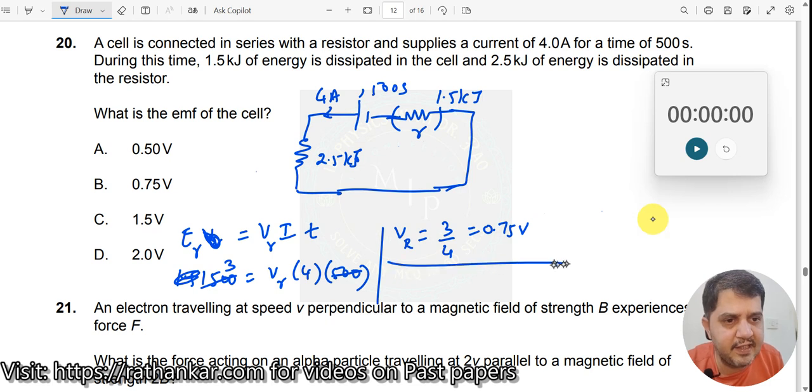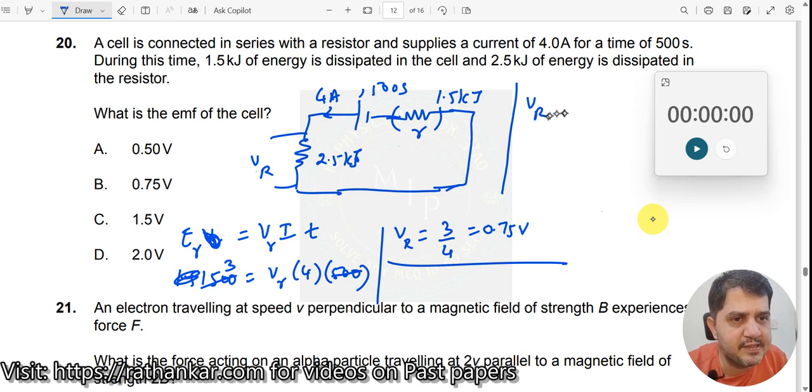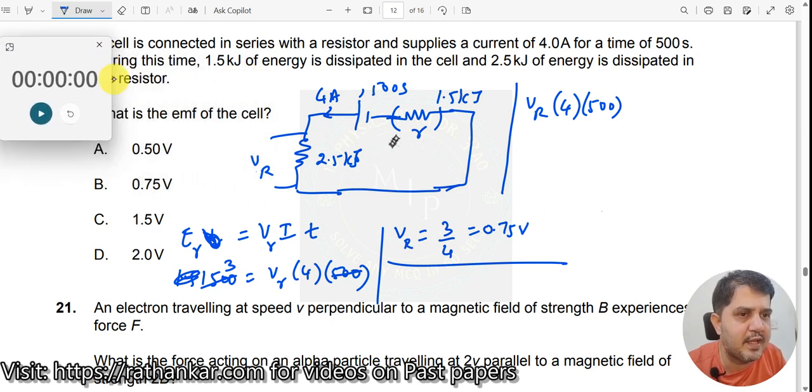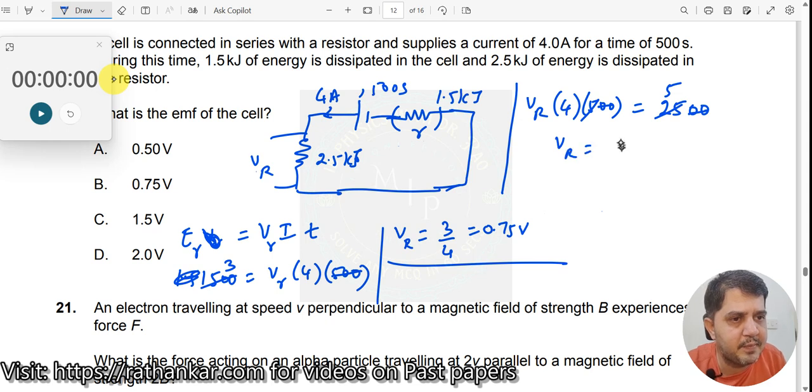Next, in a similar way, let us do it for this also. Let the voltage drop across this one be V_R, multiplied by the current passing through it, 4 ampere, multiplied by the time taken, 500. Why did I take V into I into T? Voltage into current is power, and power into time is energy. This should be equal to the energy lost, 2.5 kilojoules, which is 2500. So V_R should be equal to 5 by 4, which is 1.25 volt.